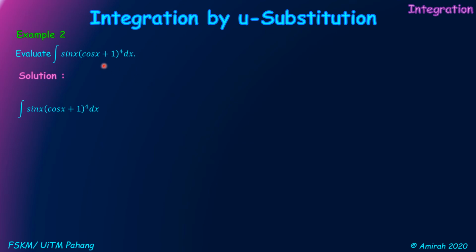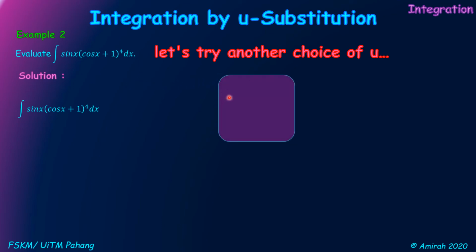From the previous slide, we choose u equals cos x plus 1. Then we get u to the power of 4 here, and after we differentiate, we can simplify sin x. Let's say we have no idea how to choose the correct u. Okay, let's try another choice of u. In this case, let's say we try u equals cos x.